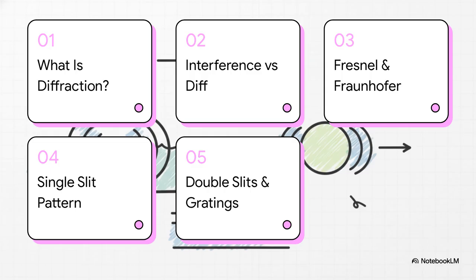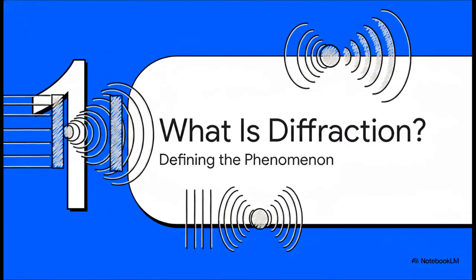Here is our roadmap for the explainer. We'll start with what diffraction actually is, compare it to interference, and then check out the Fresnel and Fraunhofer setups. After that, we'll break down the single slit pattern, and finally scale things all the way up to double slits and gratings. All right, Section 1.